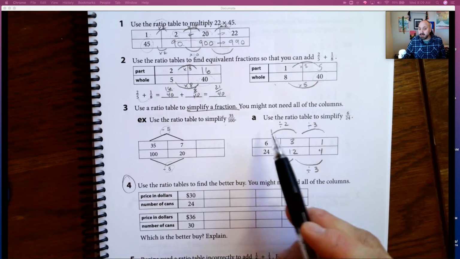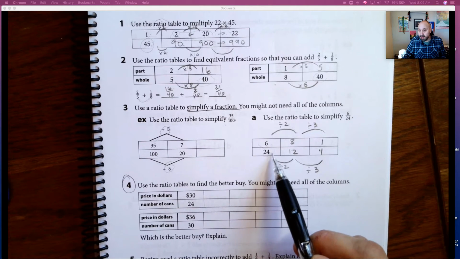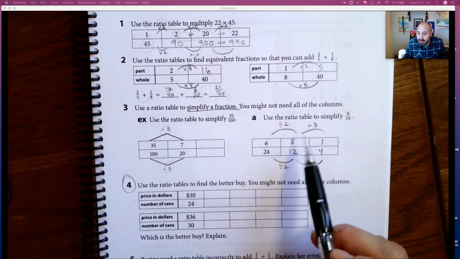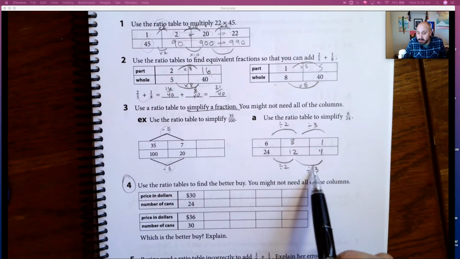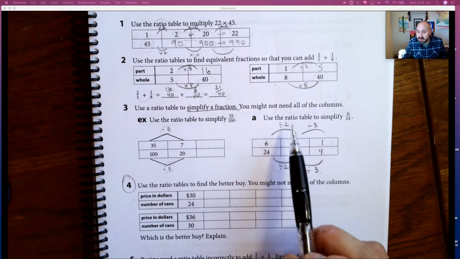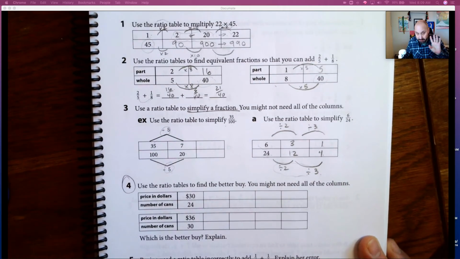Now, you could also have started by just saying both 6 and 24 can be divided by 6, if you notice that. So 6 divided by 6 is 1, and 24 divided by 6 is 4. And you notice that if we combine the 2 and the 3, that's 6. So that's another way that you can figure that out. Okay, so that's number 3.